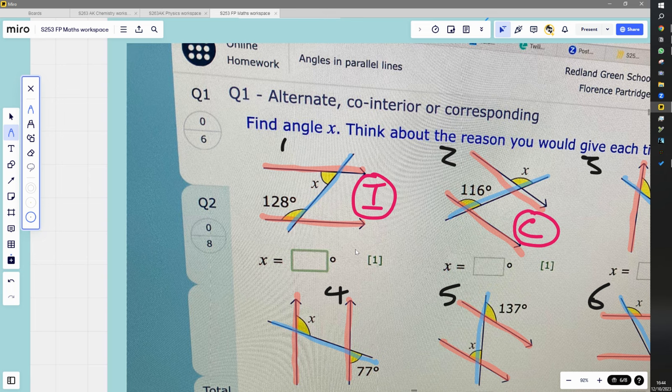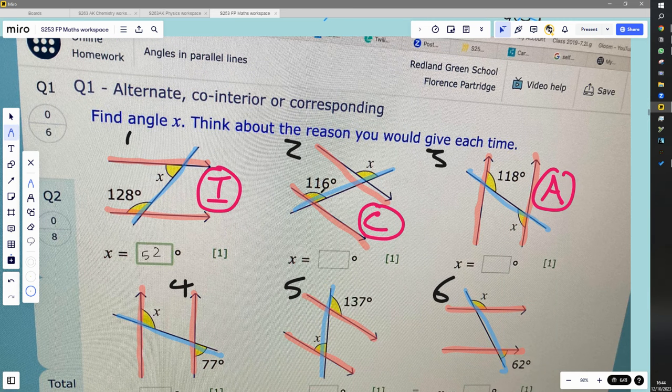So have a think about it. What's 180 minus 128? At this point you want to be pausing the video and having a think, and the answer you should have got was 52. Next one, we see that's the big angle, and again, pause if you want to try to work this out for yourself.